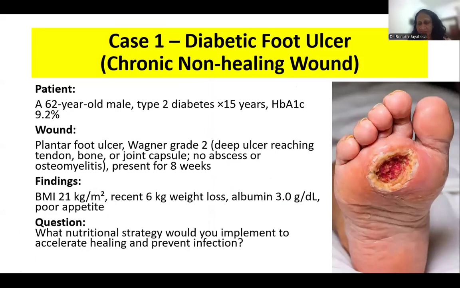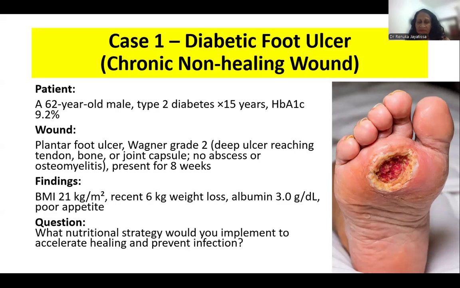I think I have a few minutes, so I will quickly go to the 3 cases that I have prepared for you. The first case is a diabetic foot ulcer. This is a chronic non-healing wound that you can see from the picture. This patient is a 62-year-old male, type 2 diabetes for 15 years, and the HbA1c is 9.2%. It is a plantar foot ulcer, Wagner grade 2, a deep ulcer reaching the tendon, bone and joint capsule, but no abscess or osteomyelitis, present for 8 weeks.